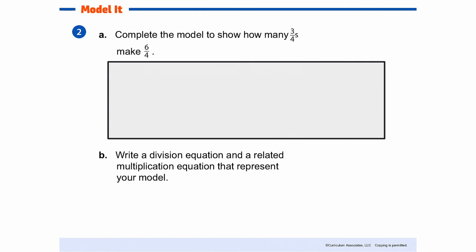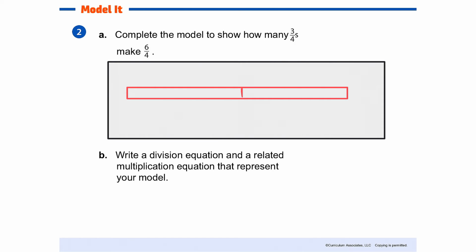All right, so the second one says to complete the model to show how many 3/4 make 6/4. So just like we did last time, we're going to go ahead and make 2 whole. I'm going to use this pen. I should have been using this the whole time. Okay, and then we'll do a red line to show the middle. That's 2 whole. Okay, and then we'll do it into fourths. So 1/2 fourths, 1/2 fourths. And then we need to do 6/4. So I'm going to go ahead and fill that in as 6/4. So 1, 2, 3, 4, 5, 6.